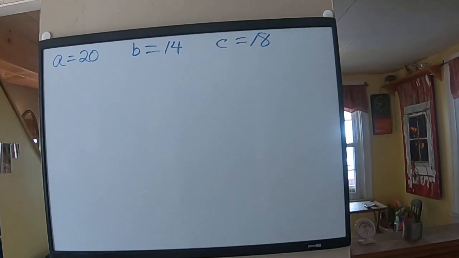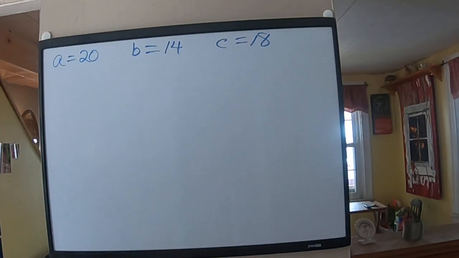So, you always want to start with the biggest side, because the biggest angle is always across from the biggest side. The smallest angle is across from the smallest side. And you may say to yourself, well, how does that make any sense? Why would you bother to start with the biggest side to try to find the biggest angle?